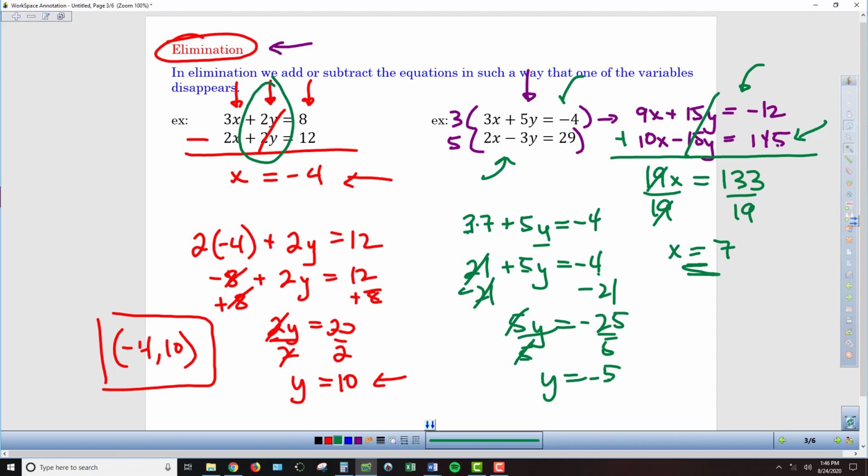So taken together, I've got x equals 7. I've got y equals negative 5. Those are the coordinates of our intersection point. That's the solution to our system of equations.